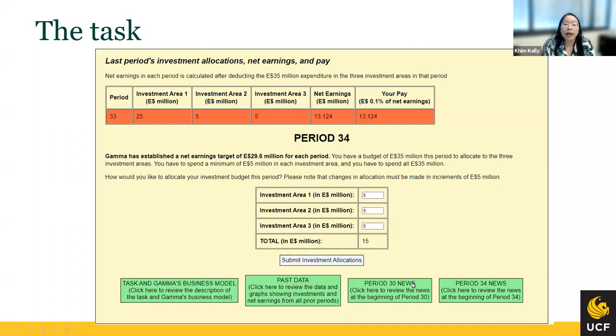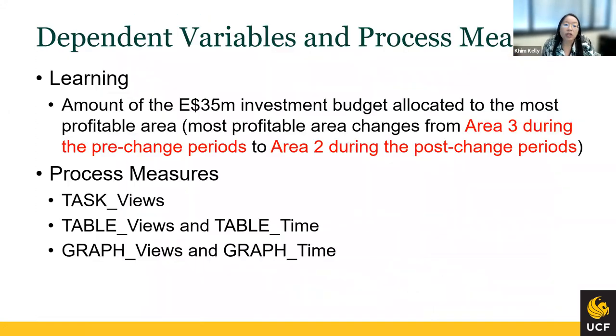Okay. All right. So our dependent variables and our process measures, we are interested about learning. And learning is captured by the amount of the investment budget that's allocated to the most profitable area. And just to remind us again, the most profitable area changes. All right. It is area three in the pre-change periods, but area two in the post-change periods.